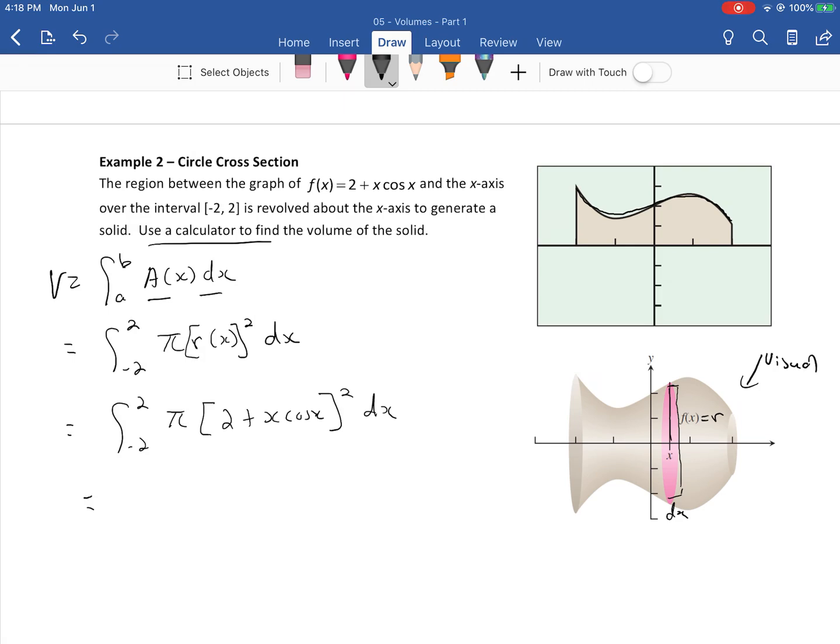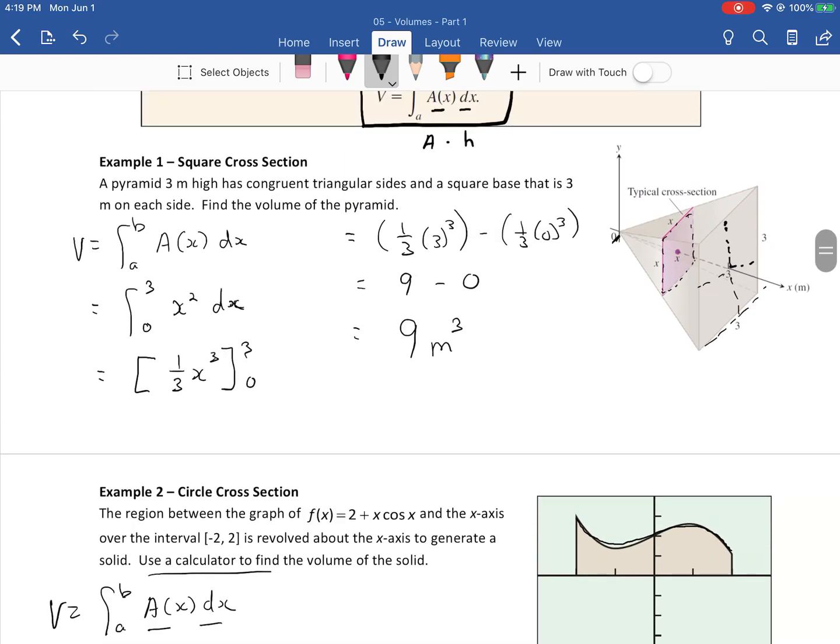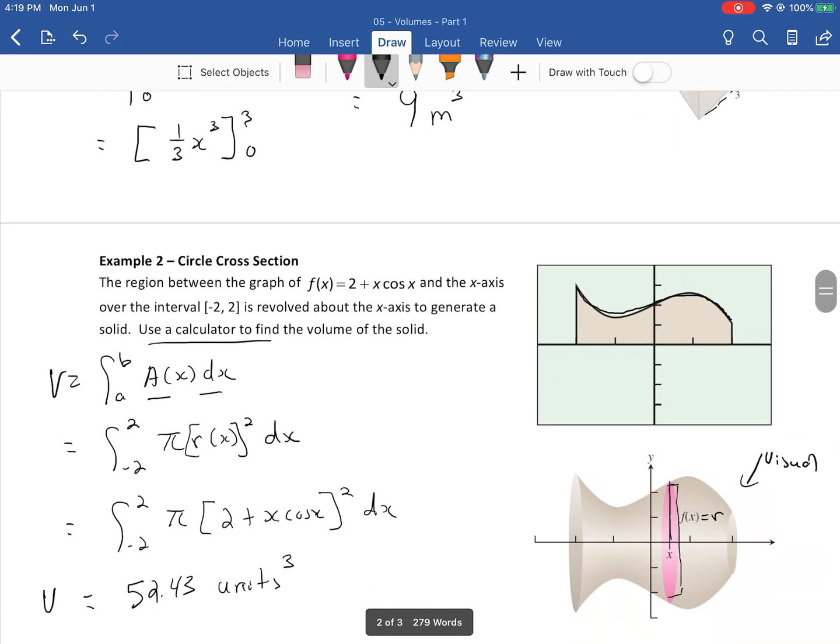So I'm going to hit pi, and then open a bracket, and I've got 2 plus x cos x. Close the bracket, square that bracket, and then arrow over, and then I can get to the lower limit, -2, get to the upper limit, +2, press enter. Ooh, came out pretty quick, so this isn't too complicated a numerical integral for it, and I get 52.43. It doesn't tell me what the units are for this one, so I just go units cubed because I'm talking about a volume.